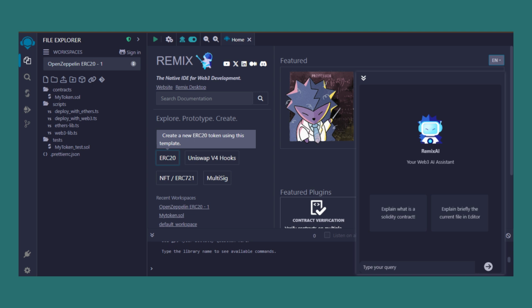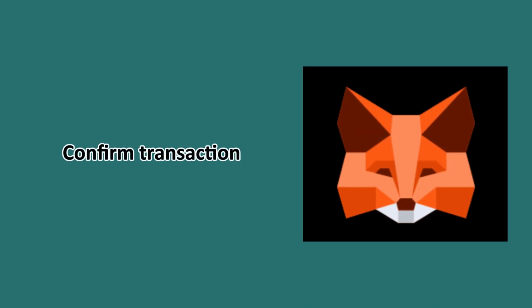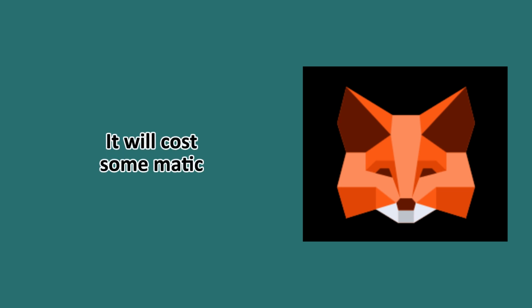Then compile the smart contract in Remix. You'll need to deploy the contract by selecting Injected Provider MetaMask as the environment. Confirm the transaction in MetaMask to deploy the smart contract. This will cost some Matic, so you need some funds for that.